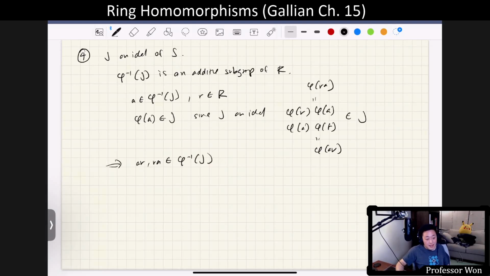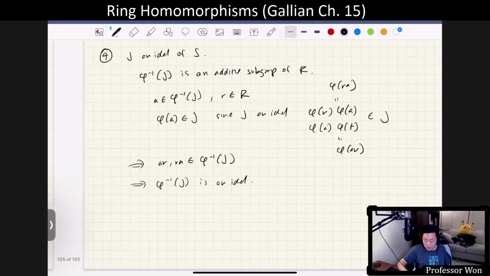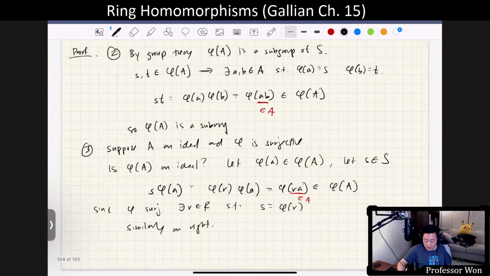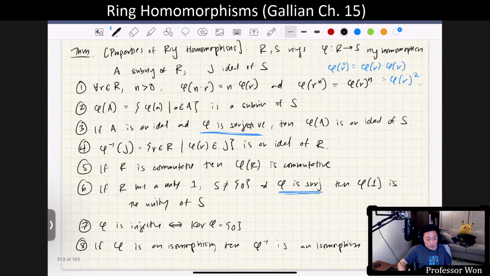Hence, we've shown that if A is in the pre-image of J, then for any R, AR and RA are both in the pre-image of J. That's another way to say that the pre-image of J is an ideal. Okay, so you should think about 5 through 8. None of them are too crazy.